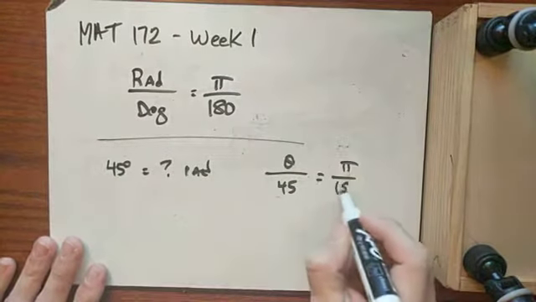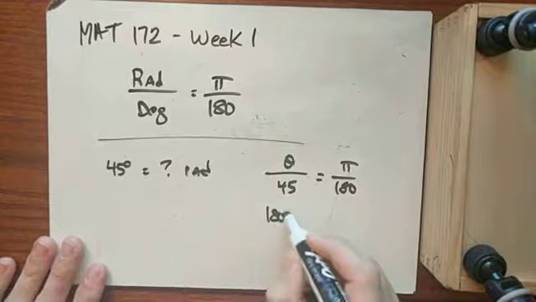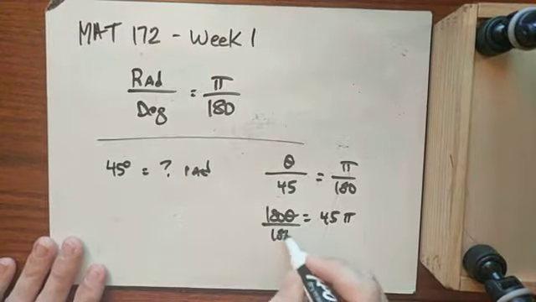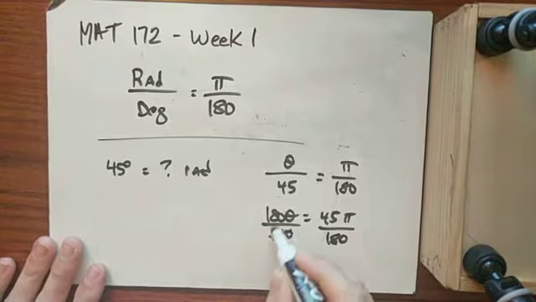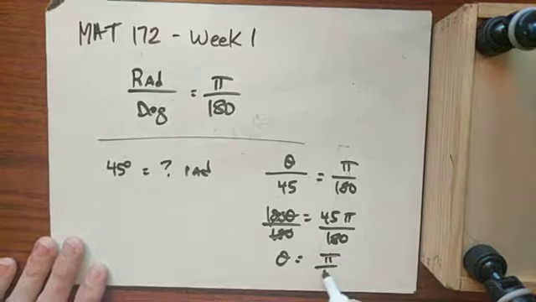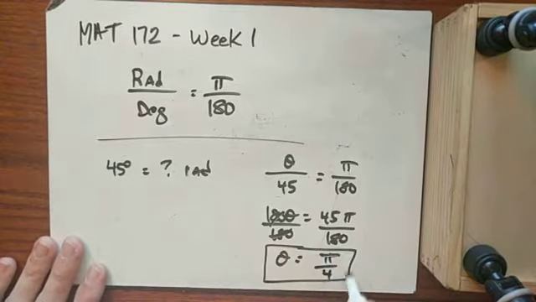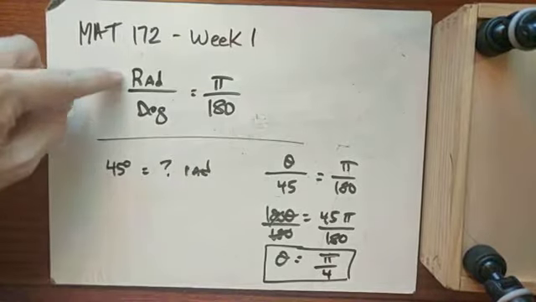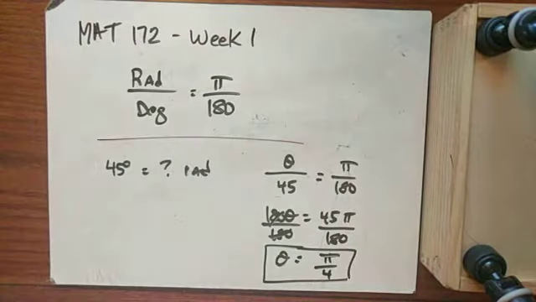And if you solve this equation by cross multiplying, then you get the number of radians. Okay? And of course you can reduce the 45 and 180 to 1/4, so that would be pi over 4 radians. Okay, and similarly, if you know the radians, you can put it up here and then solve for the degrees the same way.